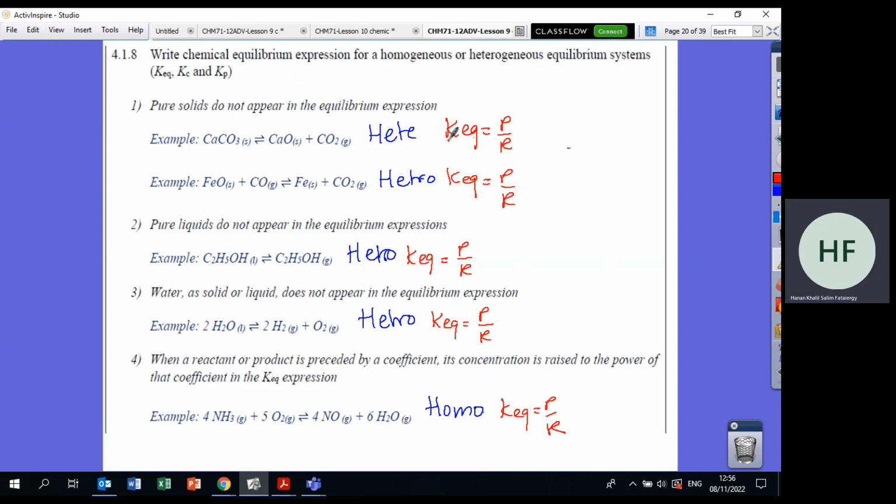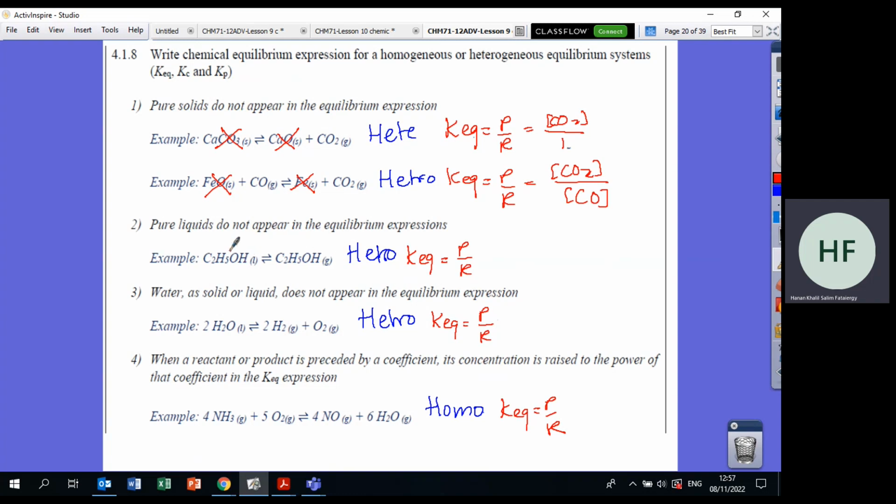Okay, remember that we usually cancel solids and liquids. So this solid will be cancelled, this solid will be cancelled, so we will have CO2. So the product is CO2. I don't have any reactants, so I will say over 1. If there are no reactants, it means over 1. Be careful, you cannot say over 0 because this will give you infinity. Now this one, also here we will cancel the solid. What is left? Product CO2 over reactant CO.